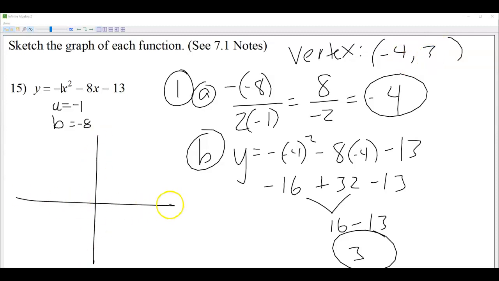So let's go ahead and graph that. -4, up 3 is right there. Next, step 2 is to look at the a value. Once again, notice that the a is negative, and since it's negative, it's going to be a sad face parabola. And so the graph would look something like that. And that's how we do standard form.